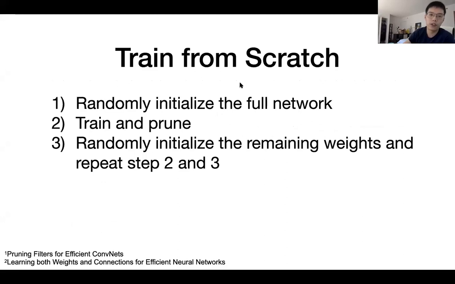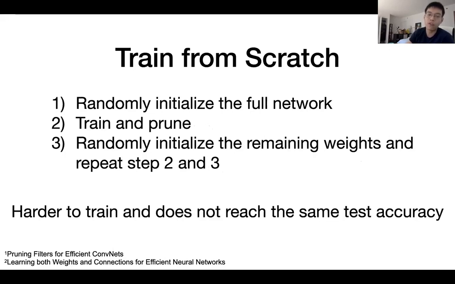So there are two ways of training the pruned model from scratch. This is the first one. First, we have the large original network. We randomly initialize the full network, and then we train it and do the pruning process, as I have already discussed before. And then we have the pruned network, right? So assume we got this architecture of the smaller network, and then we randomly initialize the remaining weights. So we randomly initialize the weights of the pruned network, and then repeat steps 2 and 3. So keep training and keep pruning. The result from this algorithm is that we find it's harder to train after we prune the network, and it does not reach the same test accuracy as the original large network.